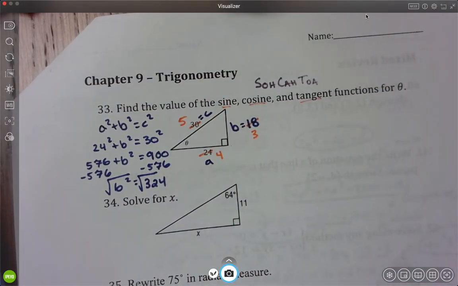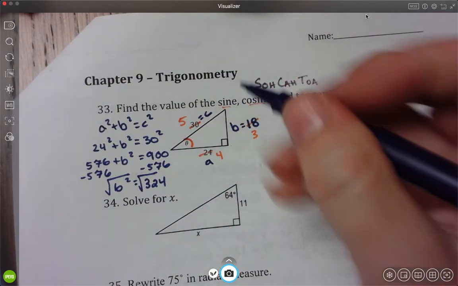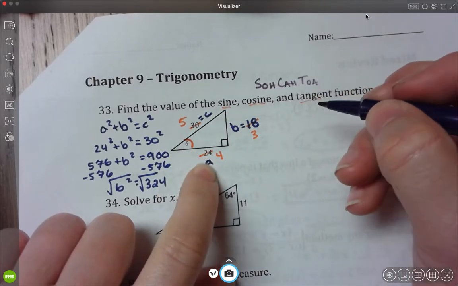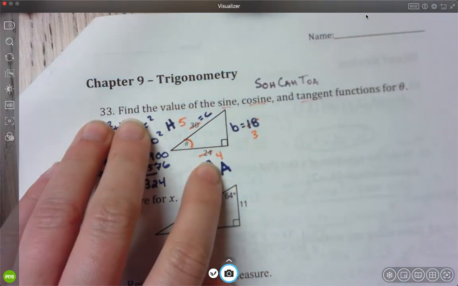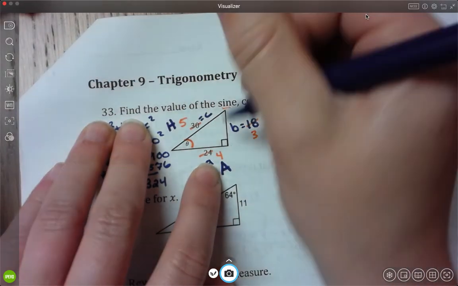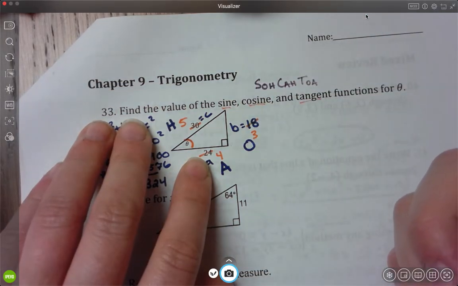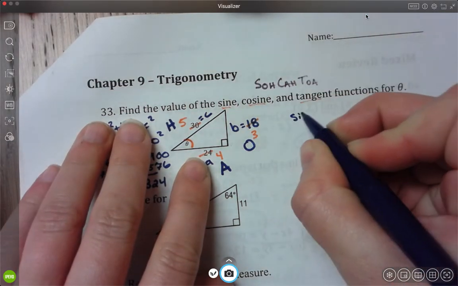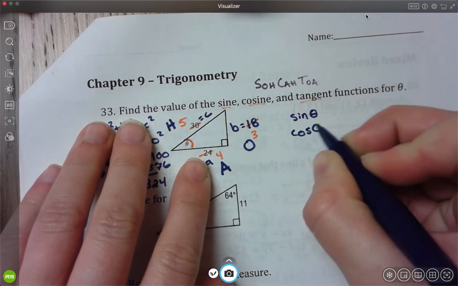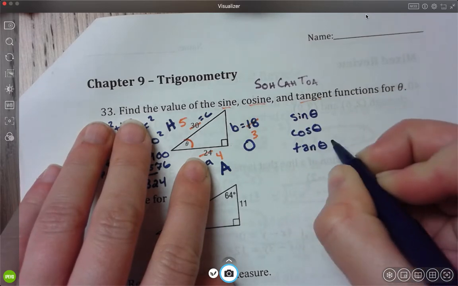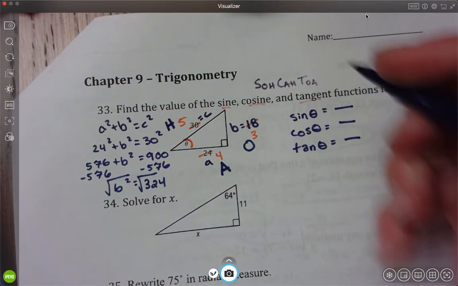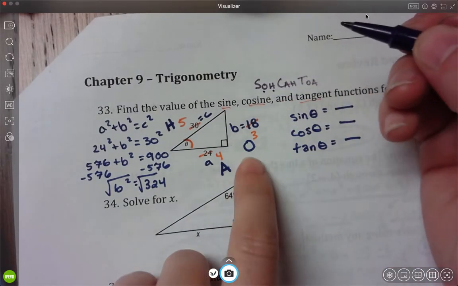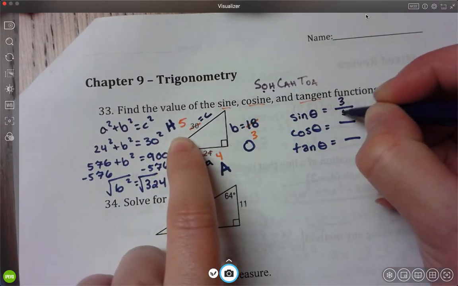All right, so now I'm looking at this angle theta, and according to theta, I need to figure out my opposite, adjacent, hypotenuse sides. The hypotenuse is going to be 5, the adjacent side is 4, and the side that's opposite that angle theta is 3. Okay, so now when I write out sine of theta, cosine of theta, and tangent of theta, I can just write those out as fractions. For sine, I have opposite over hypotenuse. So opposite is 3, the hypotenuse is 5, so sine will be 3 over 5.